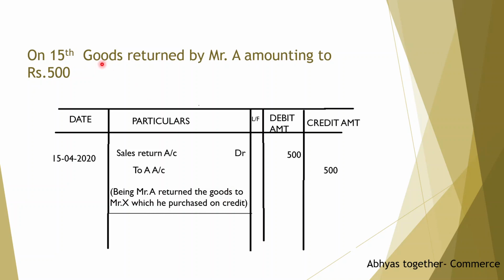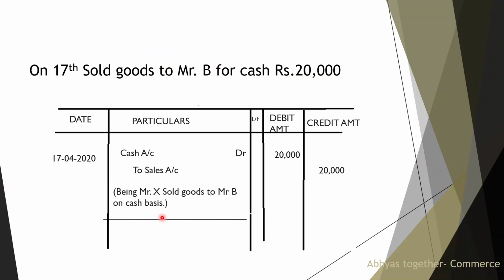On 15th April, goods returned by A amounting to rupees 500. So as discussed previously, this is a sales return. Now sales return is a loss for us. Whenever someone is returning the goods which they purchased from us, definitely that will be a loss. So we are debiting the sales return account which falls under the nominal category, and to A account as he is the giver. He is giving the goods, right? Credit the giver. Being Mr. A returned the goods to Mr. X which he purchased on credit.